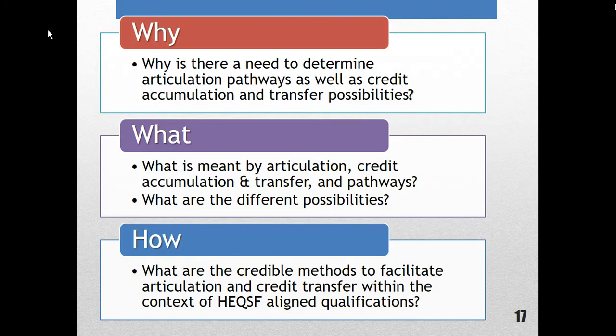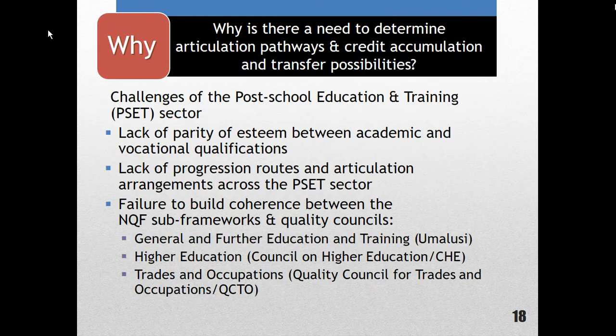All right, so it's important first of all to ask yourself, what is articulation, credit accumulation and transfer, and what are these possibilities? So to define the what. Secondly, it's important to ask, why is this necessary for this qualification? How will this add value to your qualification? And then how do you do this? So the presentation is structured around those three questions. So first of all, let's talk about the why.